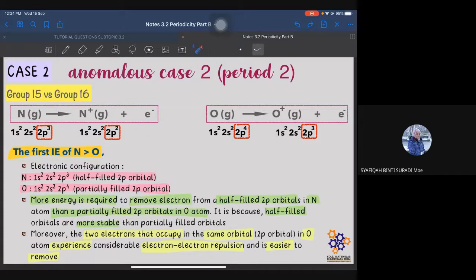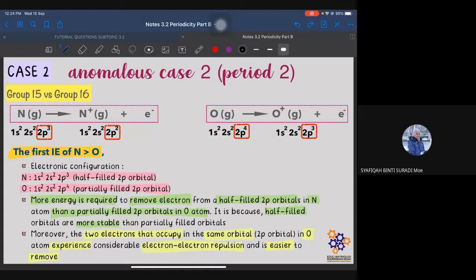Okay, next. Kita bagi tahu yang more energy is required to remove an electron from a half-filled 2p orbital in nitrogen atom than a partially filled 2p orbital in oxygen atom. Kenapa? It is because half-filled orbitals are more stable than a partially filled orbital. Okay, so ada lagi satu reason yang menyebabkan kenapa oksigen lagi senang untuk kita remove the first electron. Selain daripada factor partially filled tu, sebabkan the two electrons that occupy the same orbital in oxygen experience considerable electron repulsion and is easier to be removed.